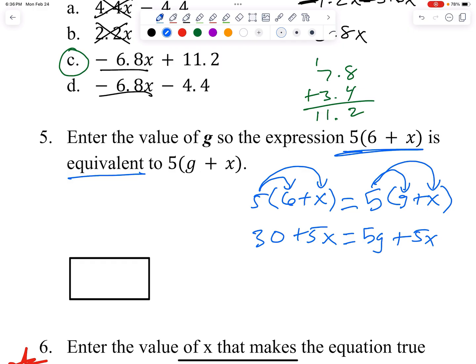So what makes it special is now I can see, hey, look, what does g have to be to make both sides the same? Well, one of the things I notice is both sides have 5x's. So if both sides have 5x's, that means that 30 should be the same as 5g. So what's the last thing we have to worry about? Well, what does g have to be? So 5 times what equals 30?